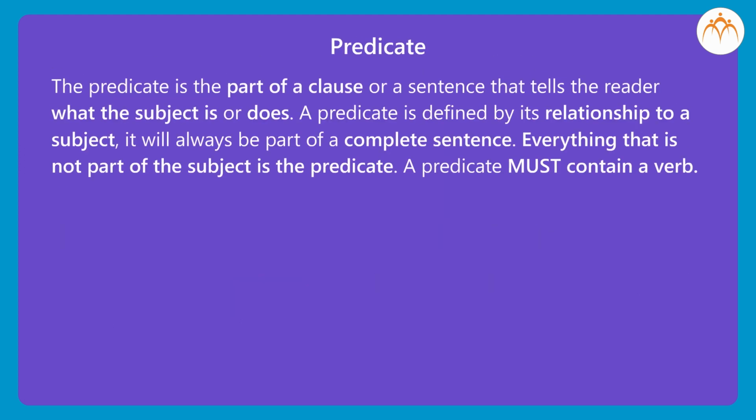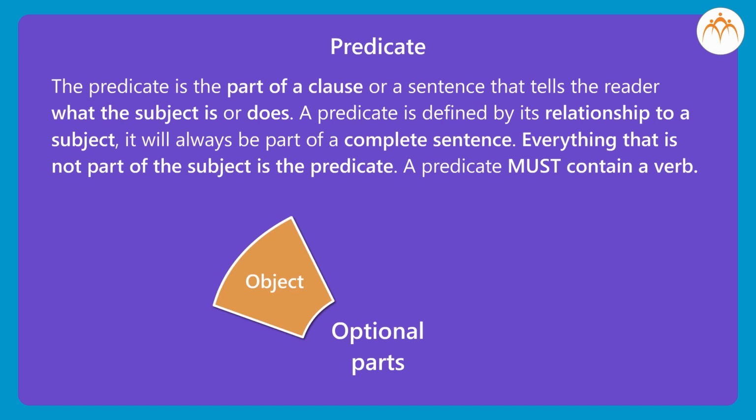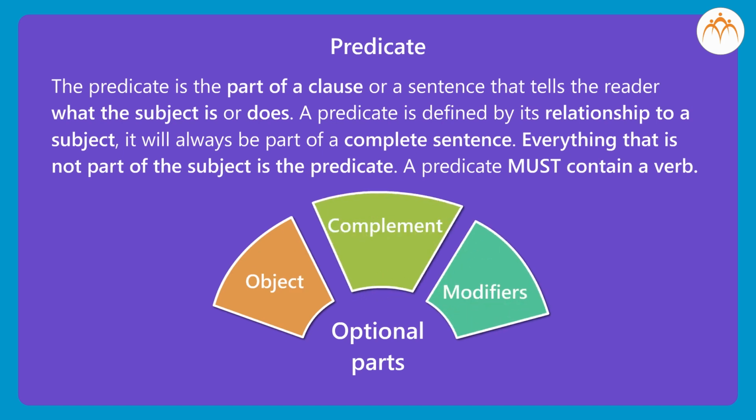Predicate. The predicate is the part of a clause or a sentence that tells the reader what the subject is or does. A predicate is defined by its relationship to a subject, and it will always be a part of a complete sentence. Everything that is not a part of the subject is a predicate. A predicate must contain a verb. It can further include optional parts such as an object, complement, and modifiers.